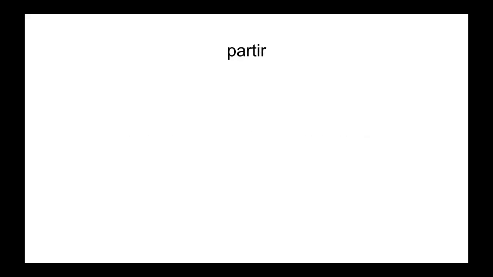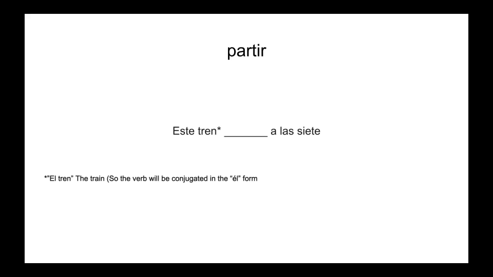Partir. Partir es un verbo que puede significar to leave, okay, or to depart. Este tren a las 7. Este tren parte a las 7. The train leaves at 7.